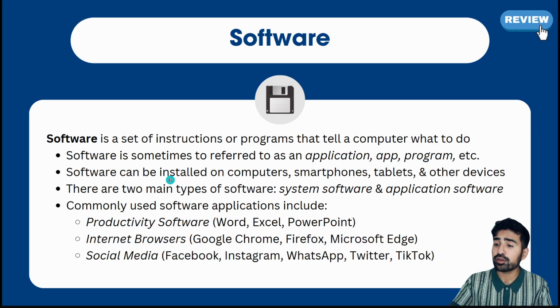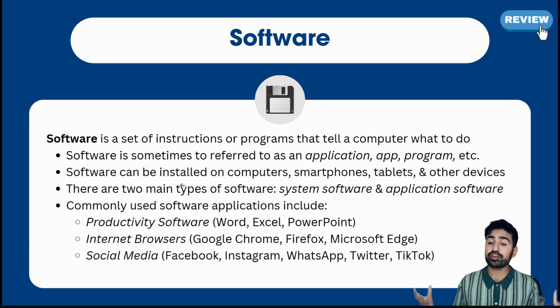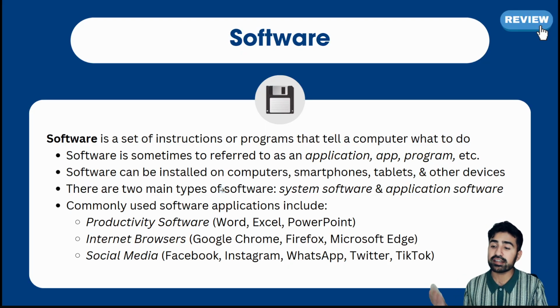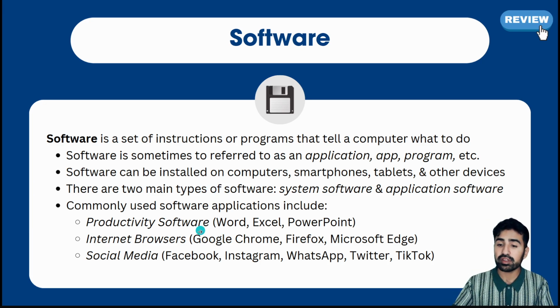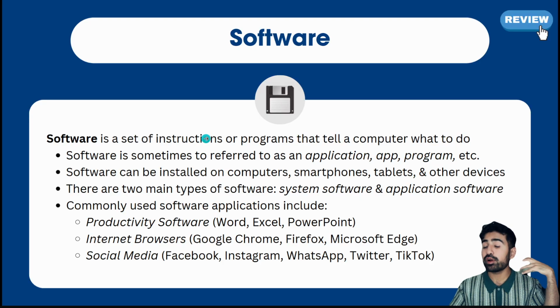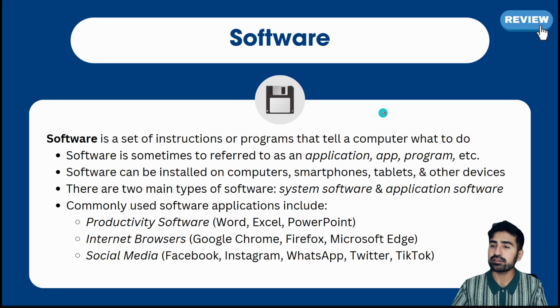So software can be installed on computers. We'll discuss what installing means. But just to bring this into context, some software you might be familiar with, for example, there's productivity software, that's Microsoft Word, Excel, PowerPoint. There's internet browsers. All of you are probably really familiar with at least one of these: Google Chrome, Firefox, Edge, Safari. Social media, a lot of my young students are probably really, really familiar with these: Facebook, Instagram, WhatsApp, Twitter, TikTok. And this is just review from our intro lesson, right? Of what software is. Of course, we're going to take a much deeper dive in this lesson.